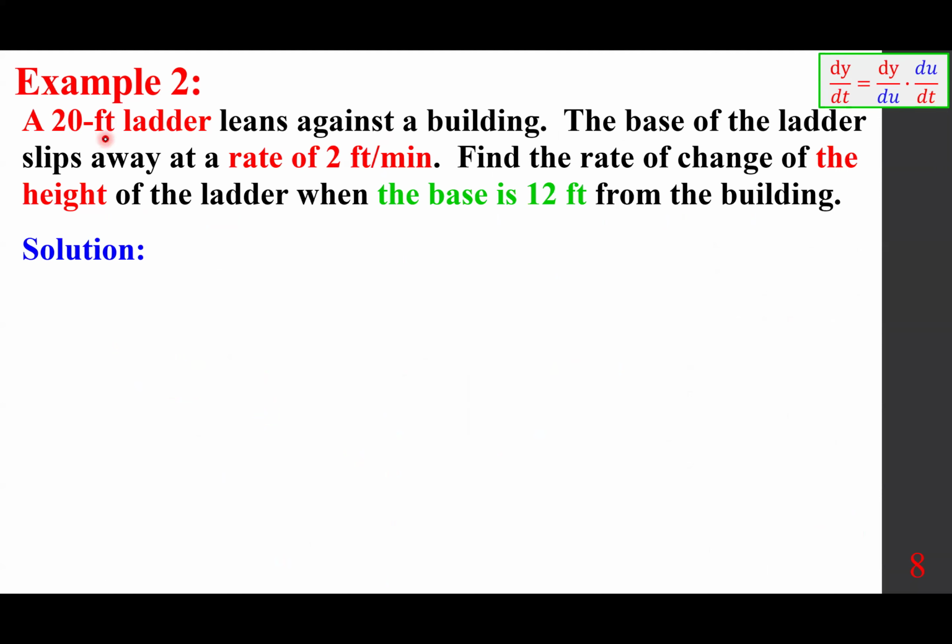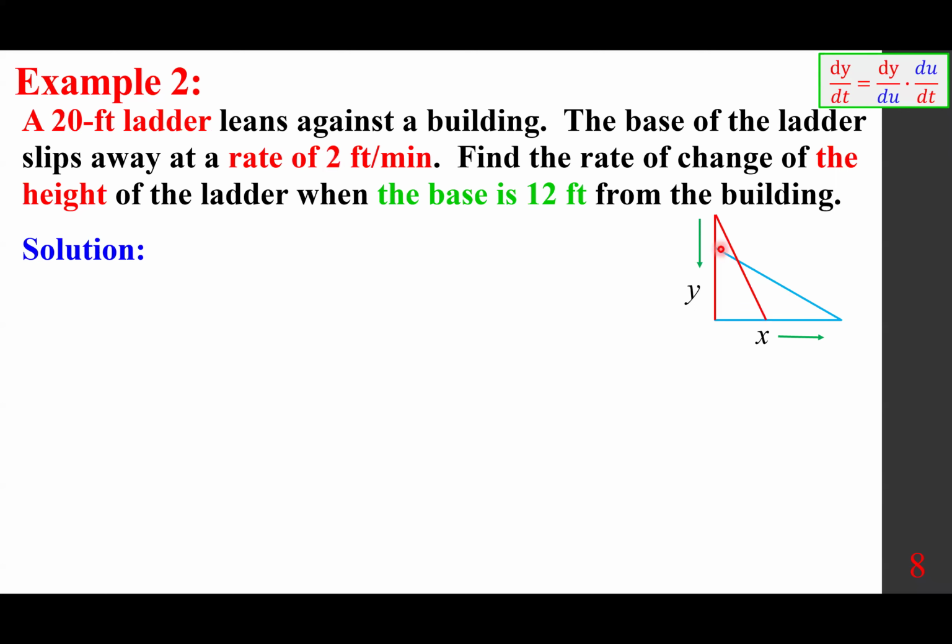A 20-foot ladder leans against the building. So that's the building or the wall. This is the ladder. The base of the ladder slips away at a rate of 2 feet per minute. So it's going to move that way at a rate of 2 feet per minute, which creates this shape. So this is going this way. This is coming down. As it moves this way, it creates the speed or rate of 2 feet per minute.